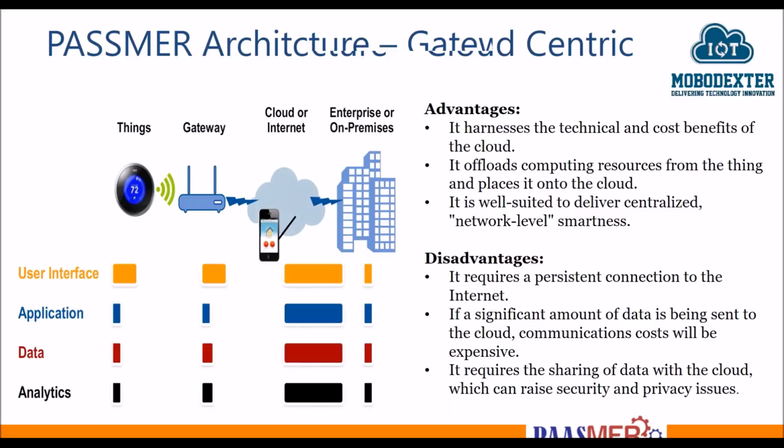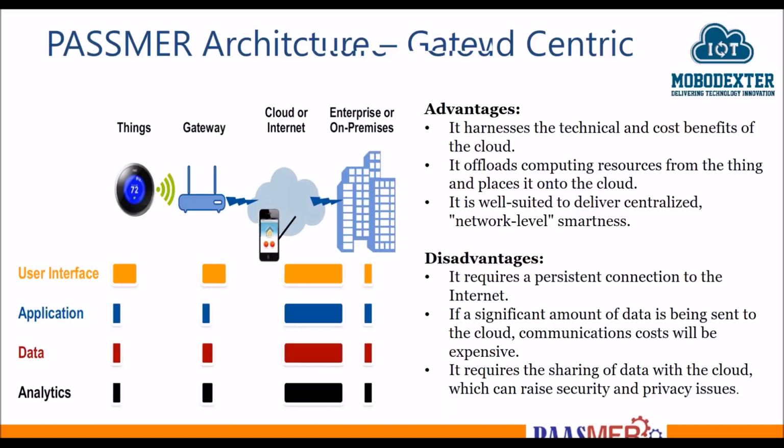So basically, where compute exists decides whether it is cloud-centric or edge-centric. If you look at this diagram, most of the compute happens in the cloud. So Paasmer supports developing a cloud-centric IoT solution. The main advantage is the technical and cost benefit of cloud, and it offloads computing resources from the thing and places them onto the cloud. It is well suited to deliver centralized network-level smartness.